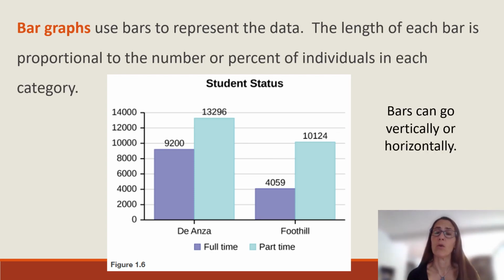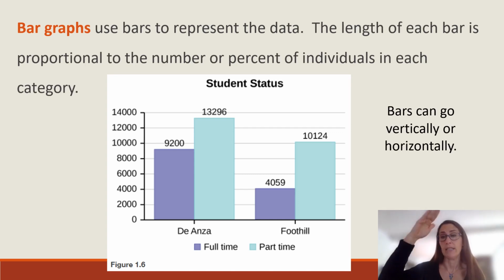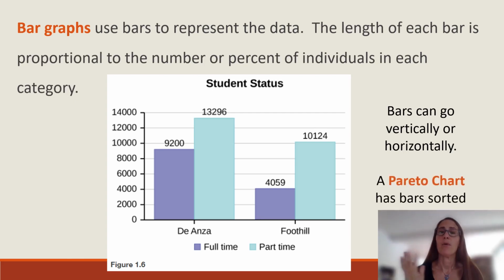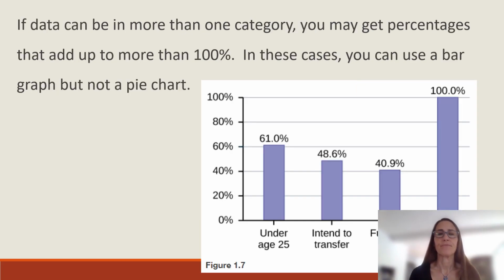Bars can go vertically or horizontally depending on how you want them to look. These are going vertically. You can have bars that go horizontally. And then a Pareto chart has bars that are sorted numerically, so in descending order. So this is not a Pareto chart, but that is one kind of bar chart that we're going to take a look at.